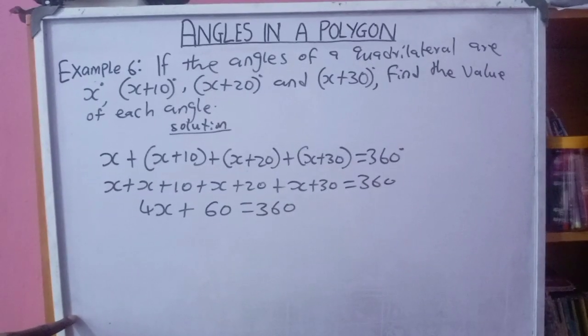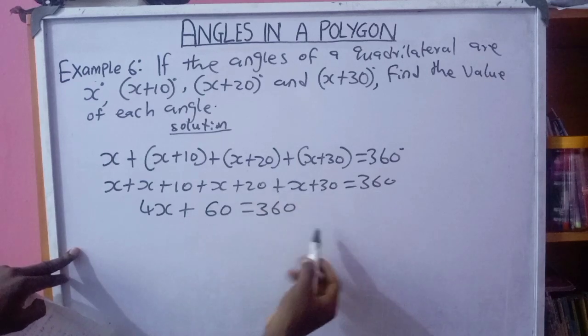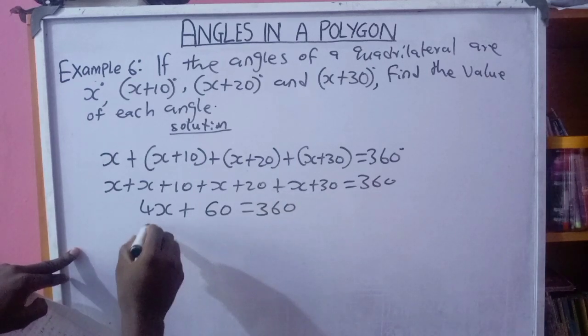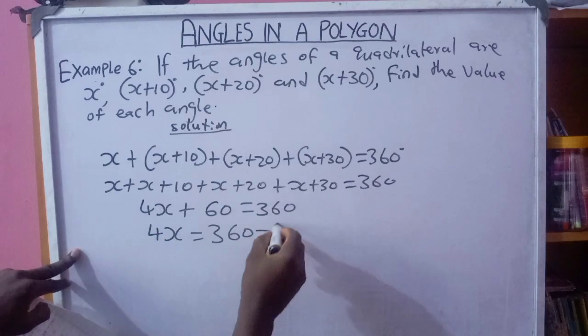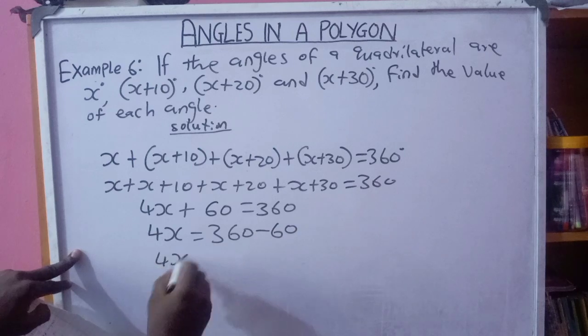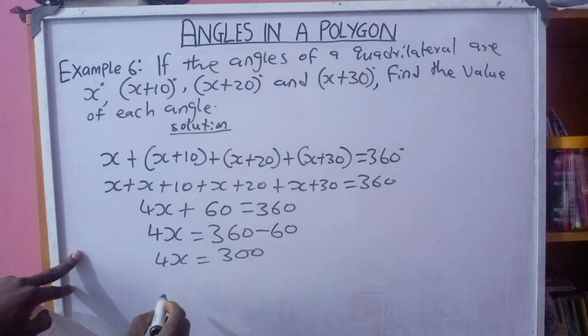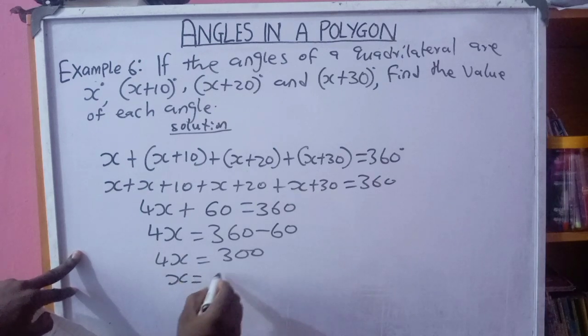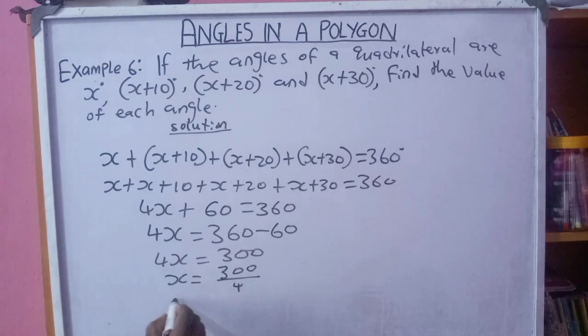We have to collect like terms now. This 60 we have to move over to the other side. Plus 60 moving over to the other side becomes minus 60. So we have 4x is equal to 360 minus 60. That will give us 4x is equal to 300. So dividing both sides by the coefficient of x, which is 4, that will give us 300 all over 4. The value of x is 75 degrees.